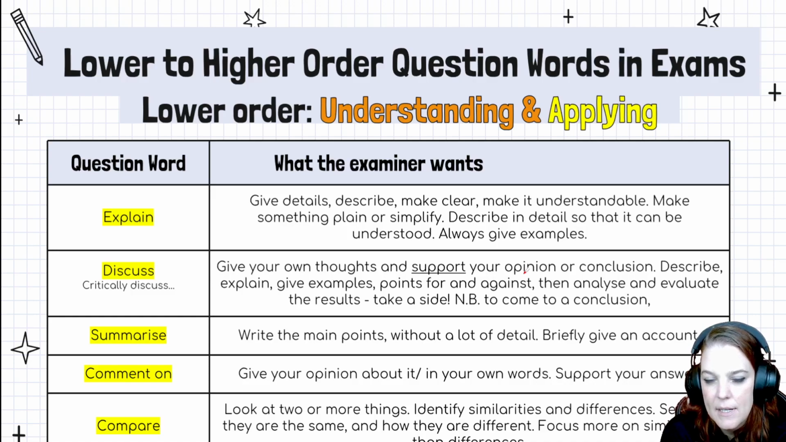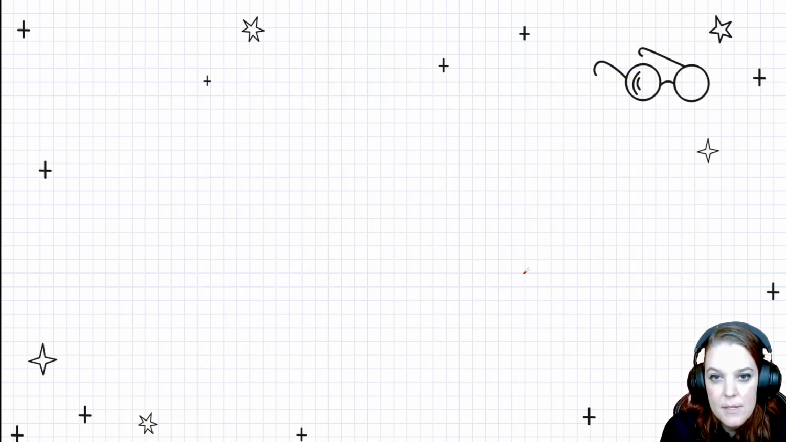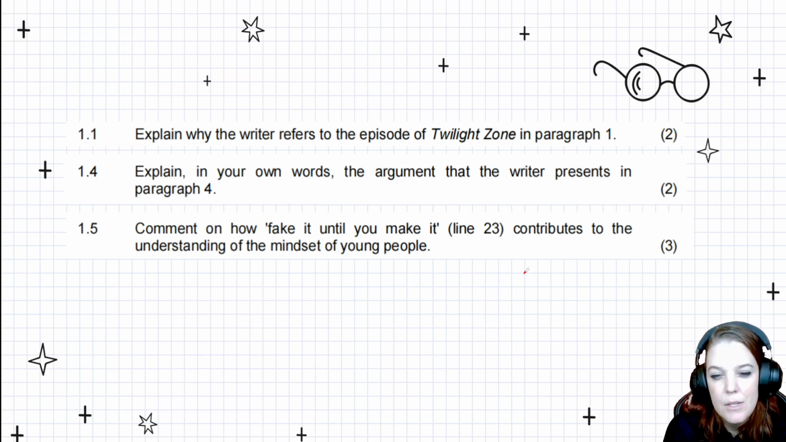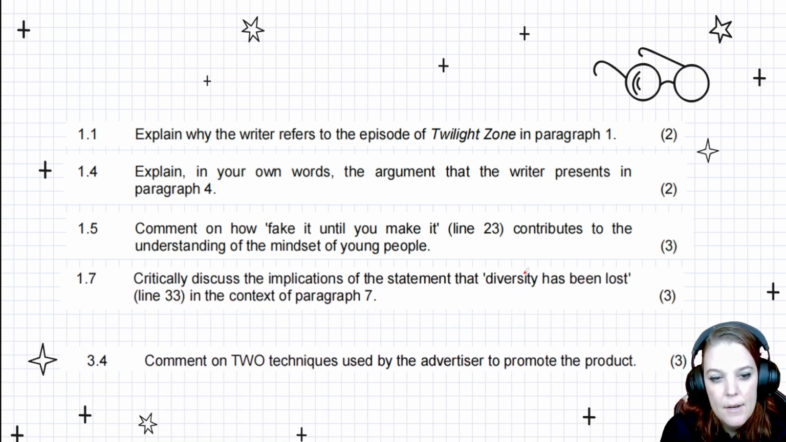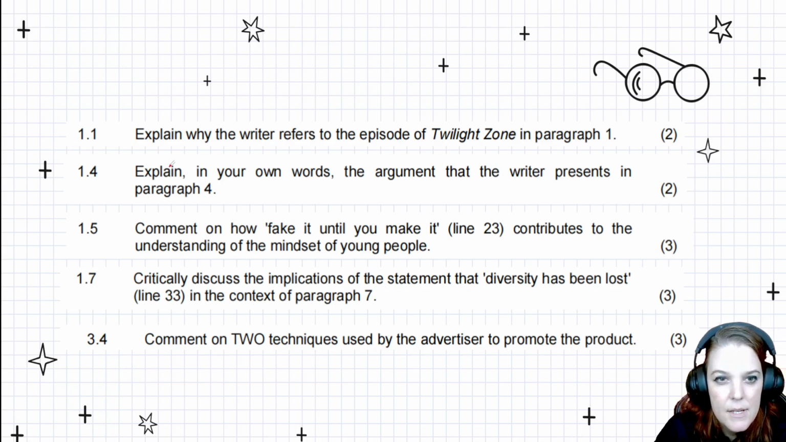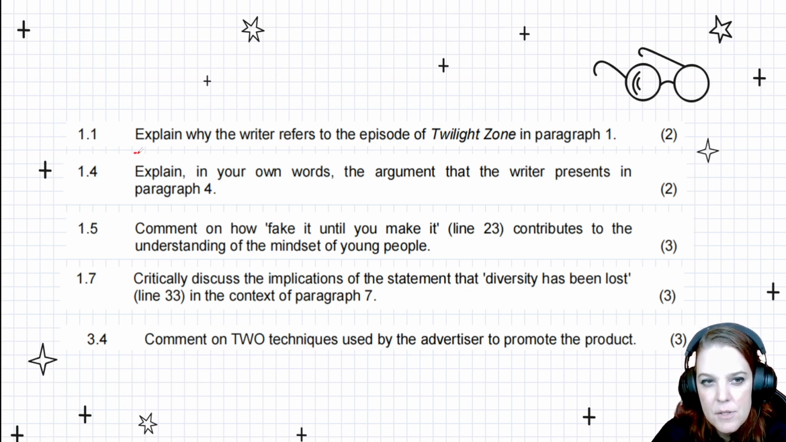Those do have slightly different connotations and slightly different things that they want us to focus on here. Okay, so let's have a look at some examples, again taken from past papers from the last 3 or 4 years. And it says here, explain, well, let me get my pen out. Explain why the writer refers to the episode of Twilight Zone in paragraph 1. So then it's asking us to explain something. So there's our question word.